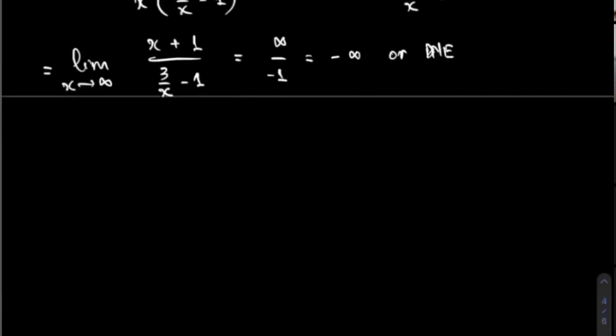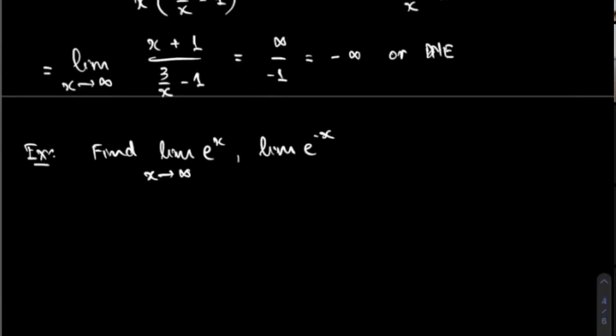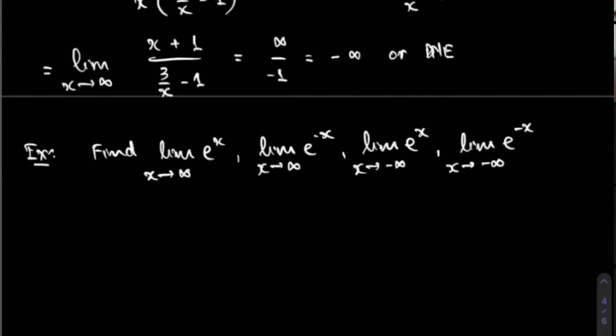Right, so another important example, find the limit of e to the x as x approaches infinity, the limit of e to the negative x as x approaches infinity, the limit of e to the x as x approaches negative infinity, and the limit of e to the negative x as x approaches negative infinity. These are some of the important limits that you should know.